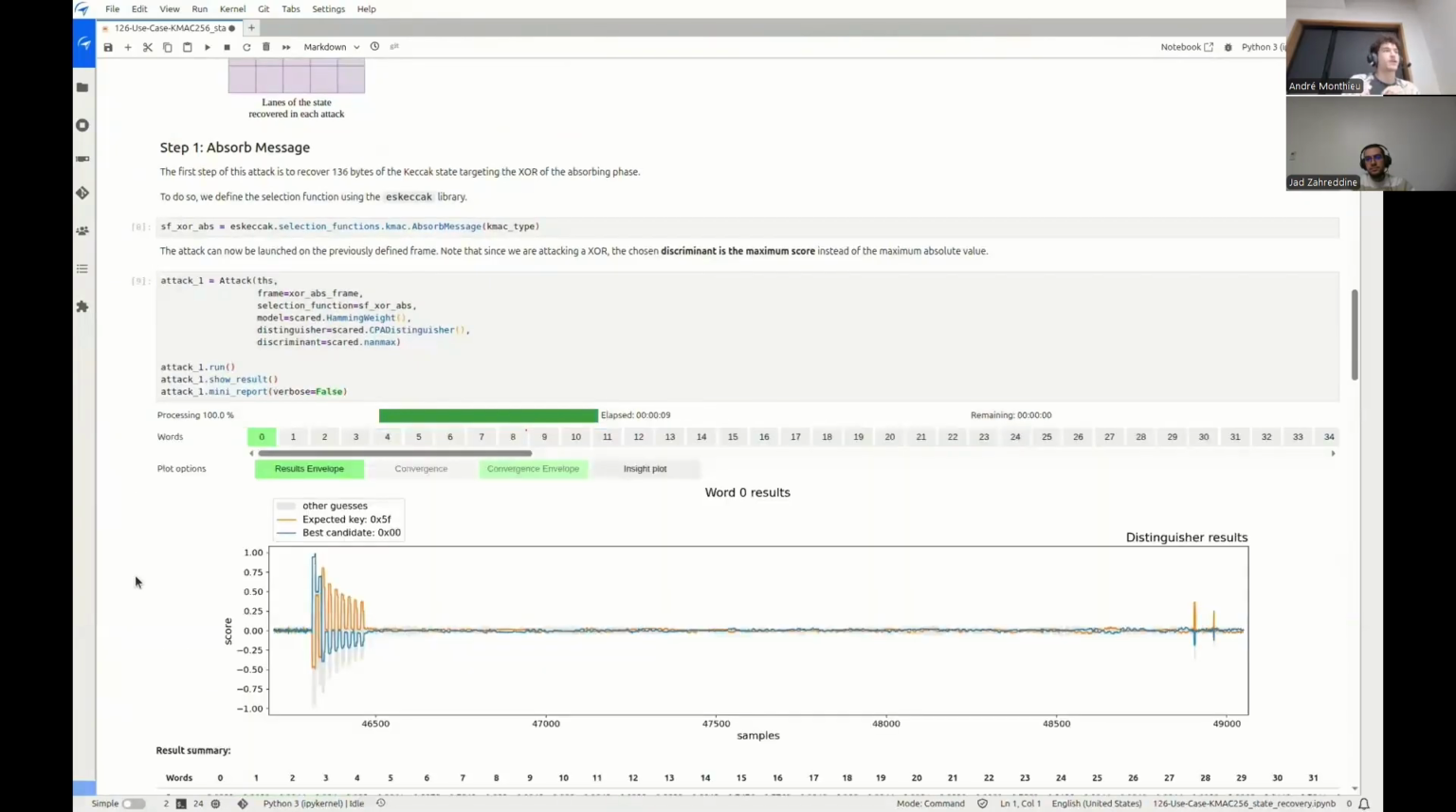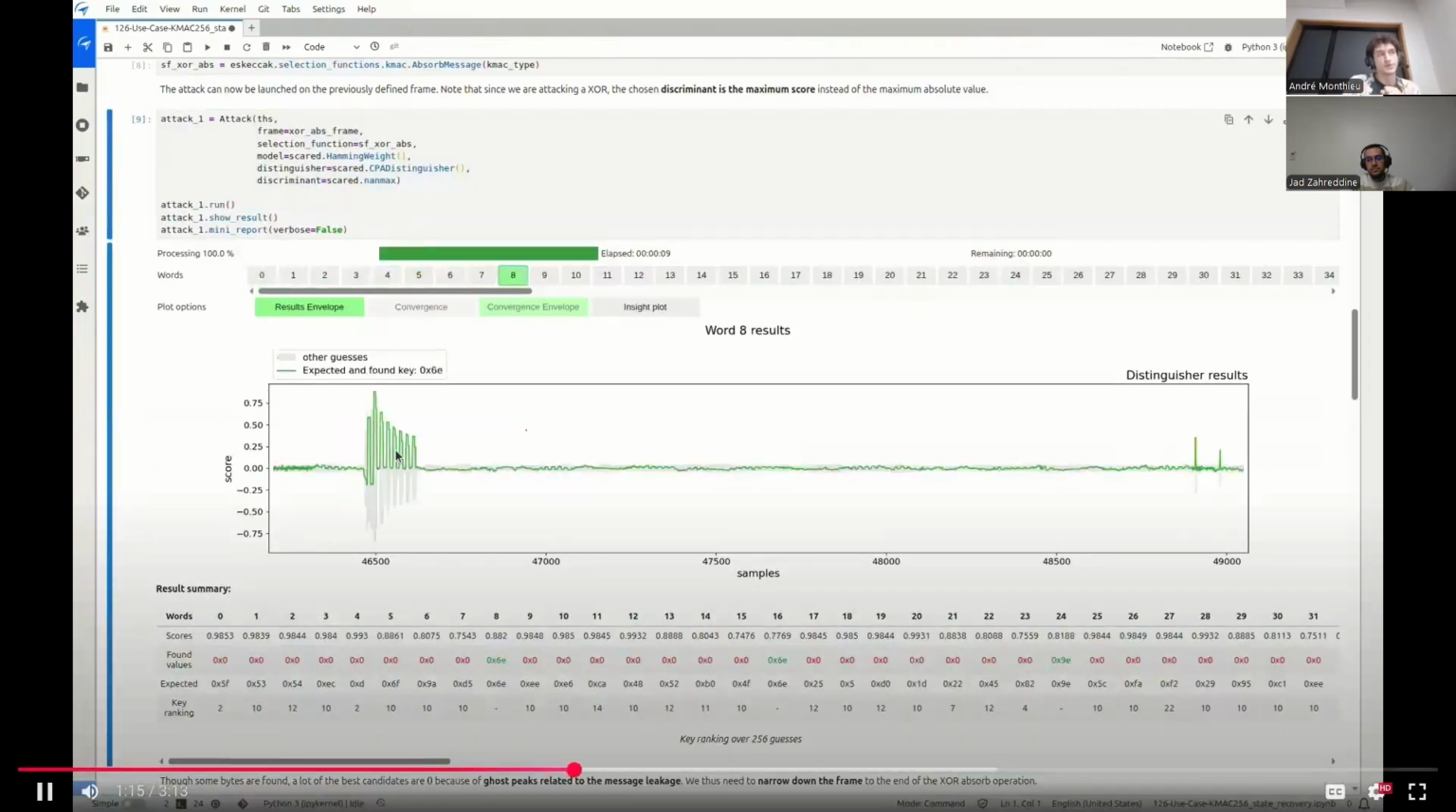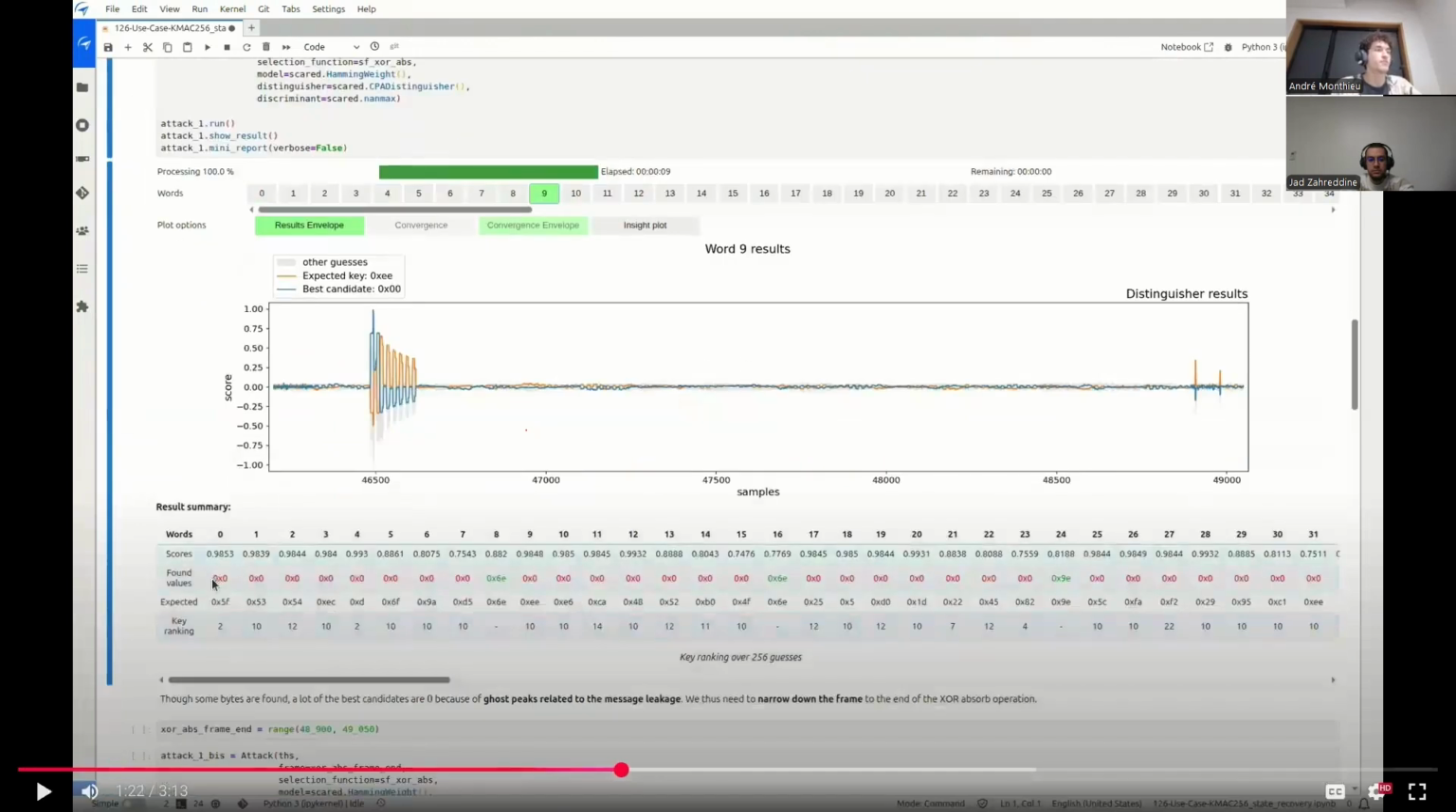So here we have the results, and as you can see, there is a lot of red. Although some bytes are being recovered, most of them are not. And you can see that the found values, our best candidate, is 0. This is because we're targeting XOR and we're actually seeing the leakage of the plaintext, the message M, too much. It's being very parasitic to the attack. So what we need to do is to exclude those samples where the message M is leaking too much.